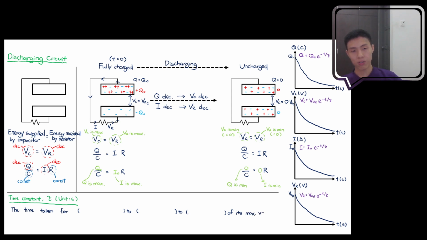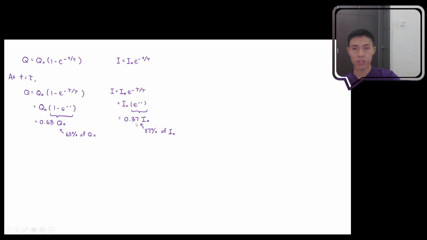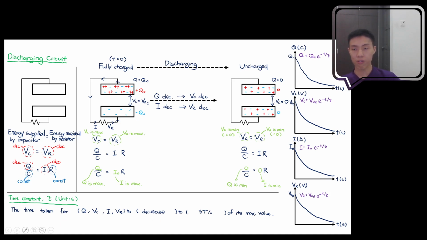We know that all the graphs are decreasing, so we don't need two kinds of definition, just one will do. It's the time taken for Q, for VC, for I, for VR. All four of these things will be decreasing, so it's the time taken for all four of these to decrease. Decrease to what level? Decrease to 37%. Where does 37 come from? It comes from this derivation: this is the equation at time t equal to tau. You put it in, and it becomes e to the power negative 1, which is 0.37. So it decreased to 37% of its max value. Please make sure you know that this is e to the power negative 1.